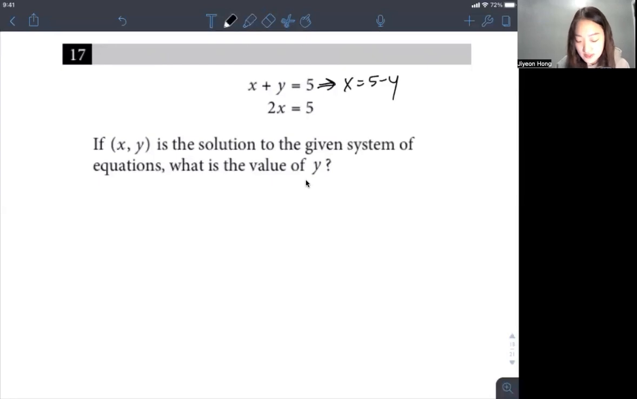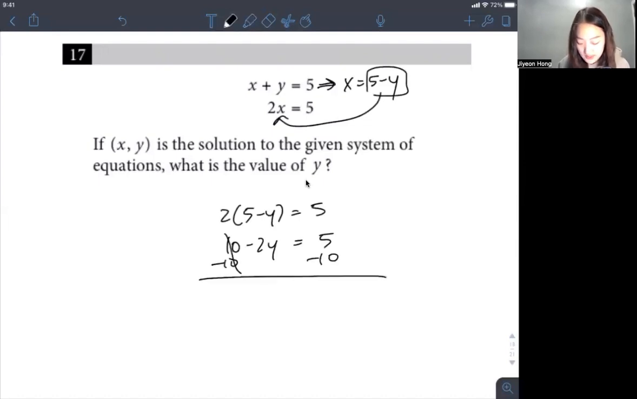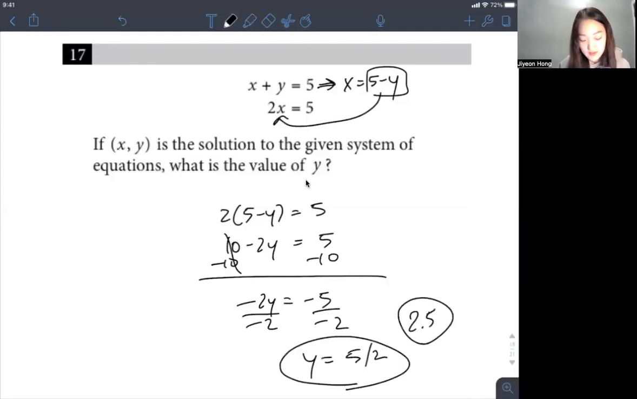But x equals 5 minus y, and then let's plug that in here. So we get 2 times (5 minus y) is equal to 5. 10 minus 2y equals 5, minus 10. And we get -2y is equal to -5, divide by -2, and we get y equals 5 over 2. So you can always plug it in as 5 over 2 or 2.5 on the answer sheet.